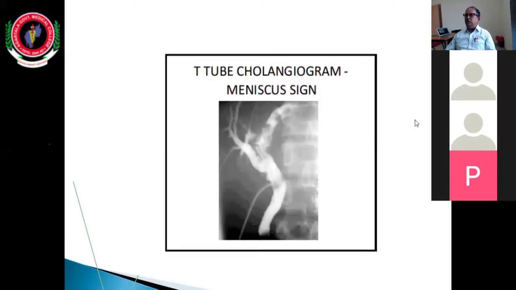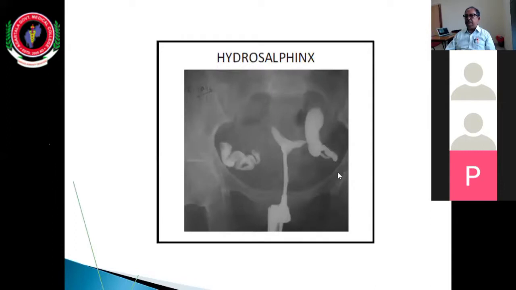This is the T-tube cholangiogram showing a meniscus sign or filling defect at the terminal end of the common bile duct, suggestive of residual stone at the common bile duct. There are other filling defects also seen in the left hepatic duct. This one is the right hepatic duct. This is the common bile duct. So there are multiple residual stones after the surgery.